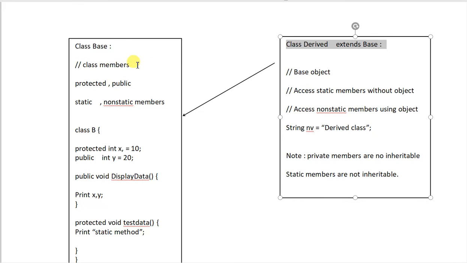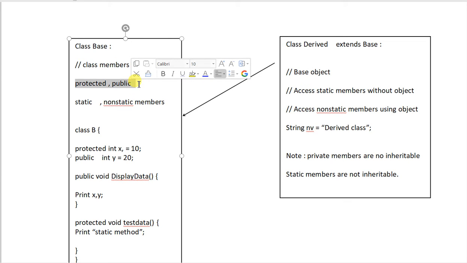What are all the class members which we can inherit? We just discussed this, but let us check the pseudocode. Public access specifier members and protected access specifier members can be inherited. Static members cannot be inherited. We cannot inherit the static members; non-static members with public and protected access specifiers we can inherit. So, let us check the pseudocode.